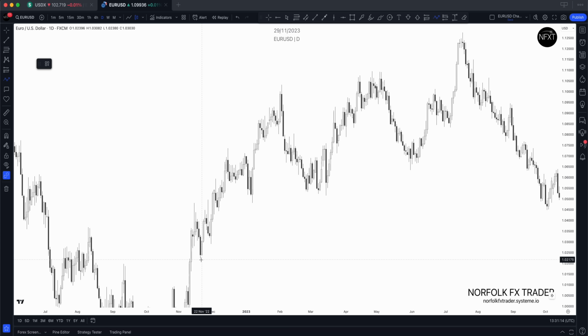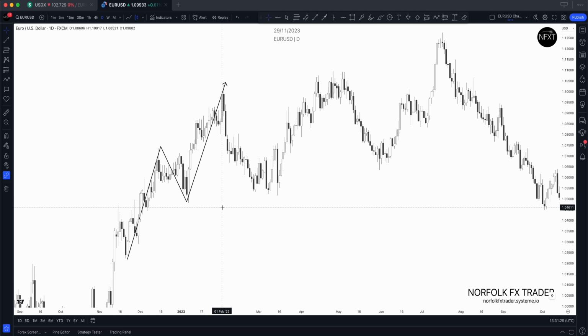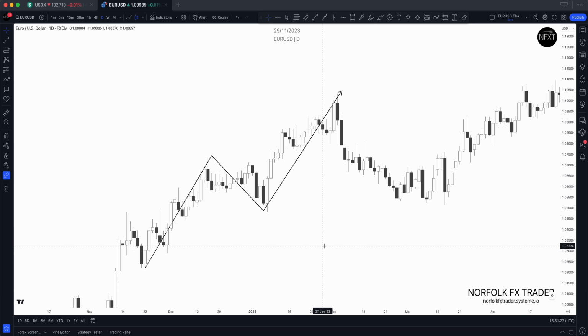So let's say we have the market creating this last push here to the upside. Okay, now you can see where we have this break of structure here. Okay, I'm going to leave this here for now. Where is the best place to mark the area of demand?